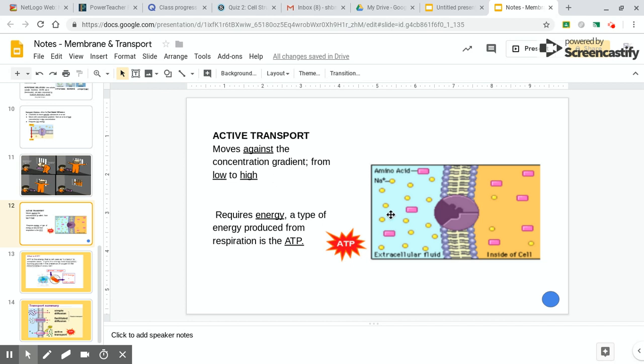So if there's a lot of a certain molecule outside of the cell, but I still want to get my stuff outside of the cell from low to high, I got to force it that direction. So it's like forcing it uphill as opposed to downhill. But I need energy to do that.